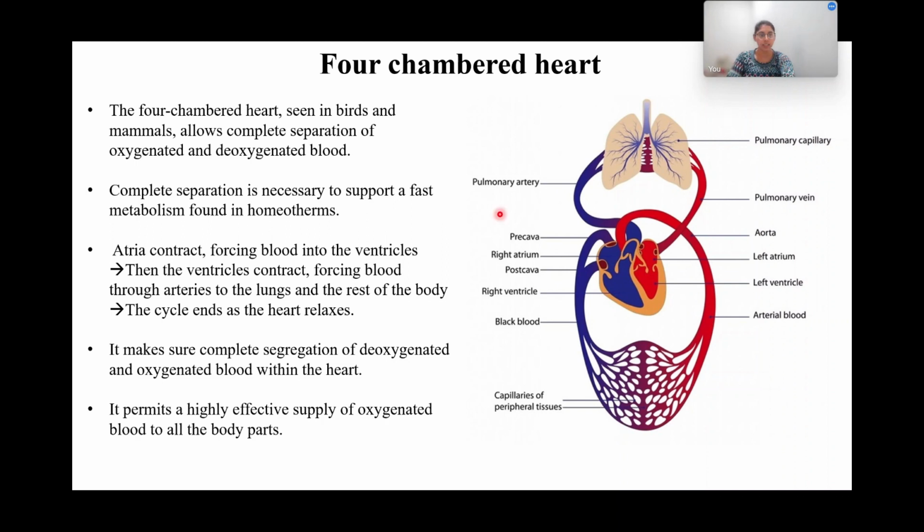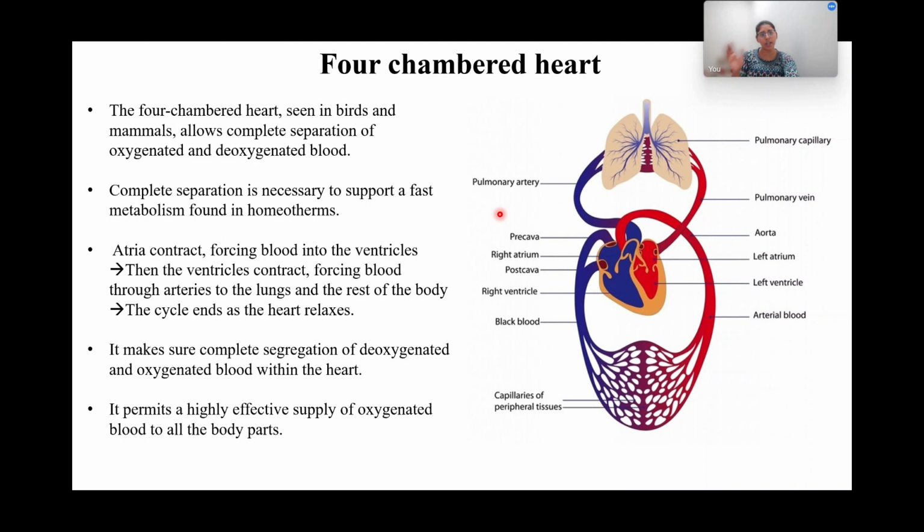Do you remember that in the three-chambered heart we had two kinds of hearts? One had complete mixing, one had partial mixing. The partial mixing one had something called a septum in between the ventricles, but it was incomplete. So you can imagine if the septum goes completely up and reaches this region here, then it would be able to divide the ventricle into two parts also. And that's exactly what happens here.